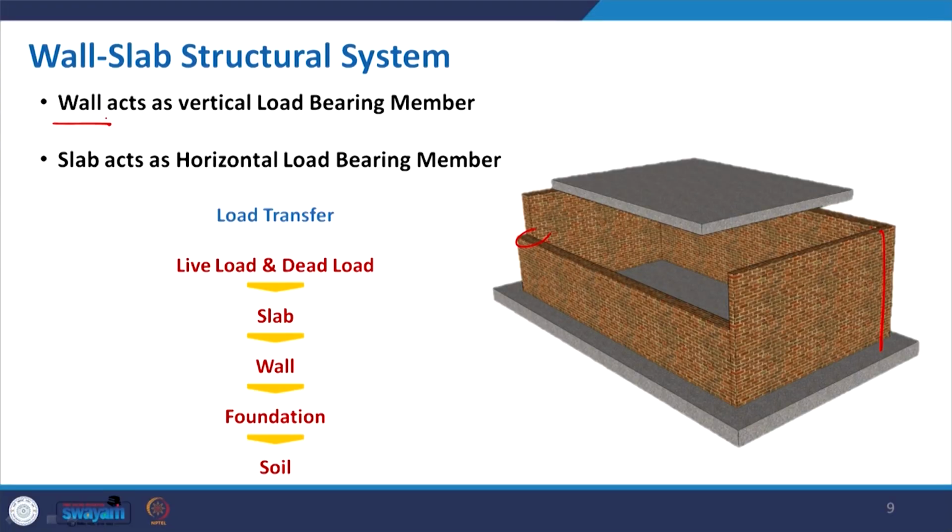Now, in this case what exactly is happening: the wall acts as a vertical load bearing member. Whatever load is imposed on this will be distributed depending on the arrangement, which I will come to in the discussion. It will transfer load to the wall, and wall will transfer load to the foundation. So, here it is the live load, dead load, and additionally all other kinds of load that are applicable for this building or structure where it will be built. Then it will go through the slab, then the wall, then foundation, and then soil. This is the hierarchy.